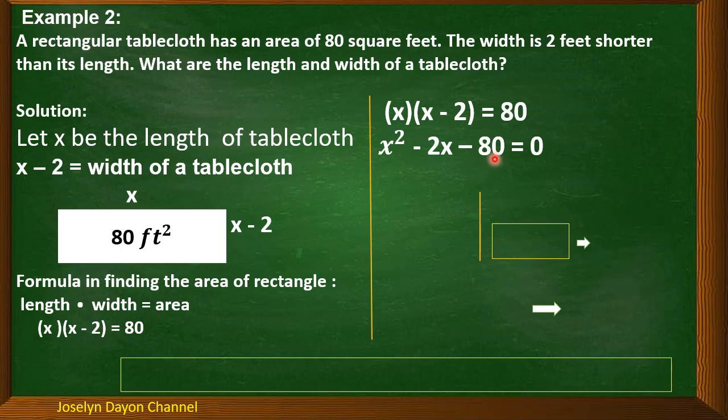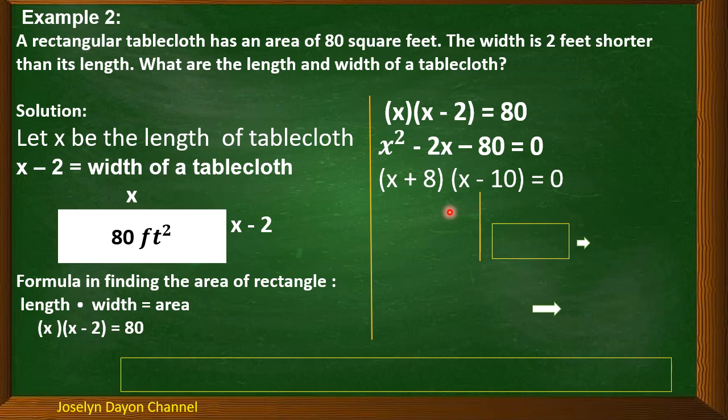Factors of negative 80 that will give a sum of negative 2. So we have x plus 8 times the quantity x minus 10. So x times x is equal to x squared, and 8 times negative 10 is equal to negative 80. And the sum of 8 and negative 10 is equal to negative 2. And of course, it will be equated with 0.